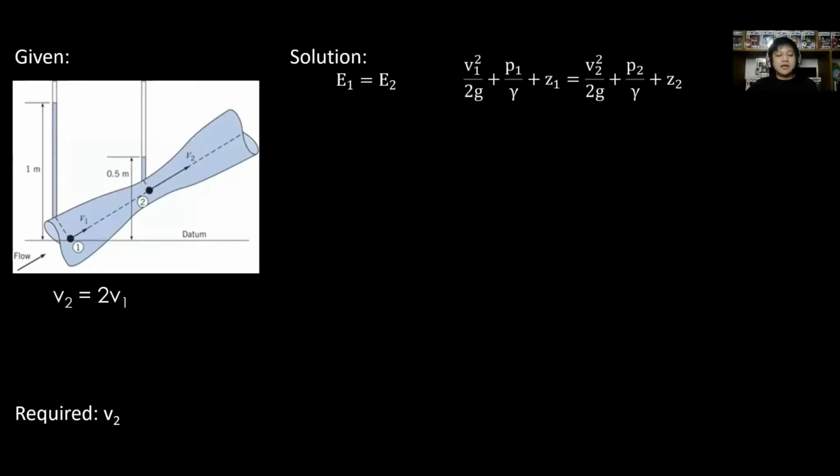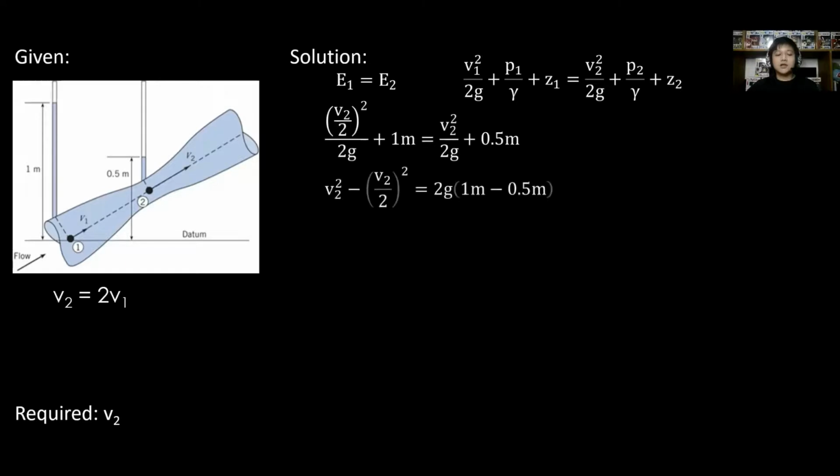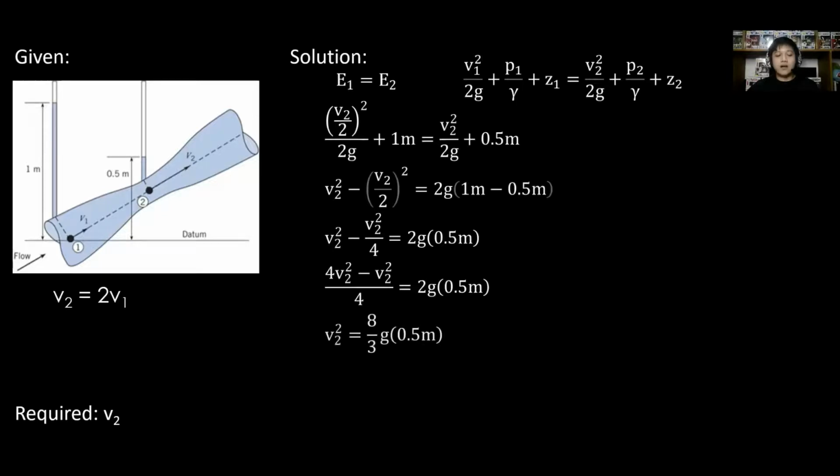So let's proceed. The sum of velocity, pressure, and elevation head at point 1 is equal to the sum of velocity, pressure, and elevation head at point 2. But according to the problem, again, V2 is equal to twice V1. Elevation head is included as part of the pressure head. Therefore, simplify the equation, transpose terms with unknown V2 at the left. Simplify the equation and get the LCD of the left side of the equation, that is 4. Then cross multiply 3/4 to the other side.